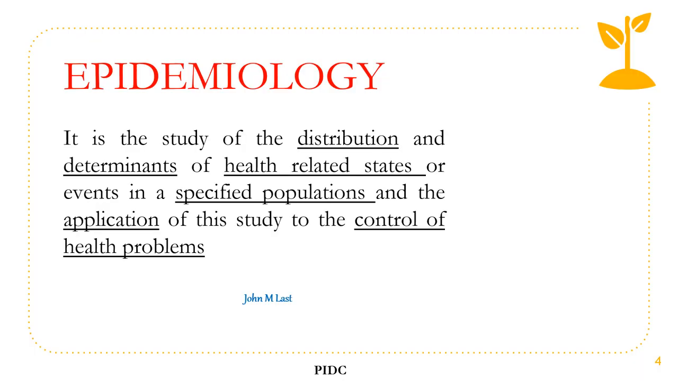So coming to the definition, epidemiology is a study of the distribution and determinants of health related states or events in a specified population and the application of this study to the control of health problem. This was given by John M. Last. Here a few things you have to remember: distribution, determinants, specified population. Why are you finding these things, distribution or determinants? To control the health problems. So if you remember three things, distribution, determinants among the specified population, to control health problem. So when you are memorizing any definition, try to remember the keywords.